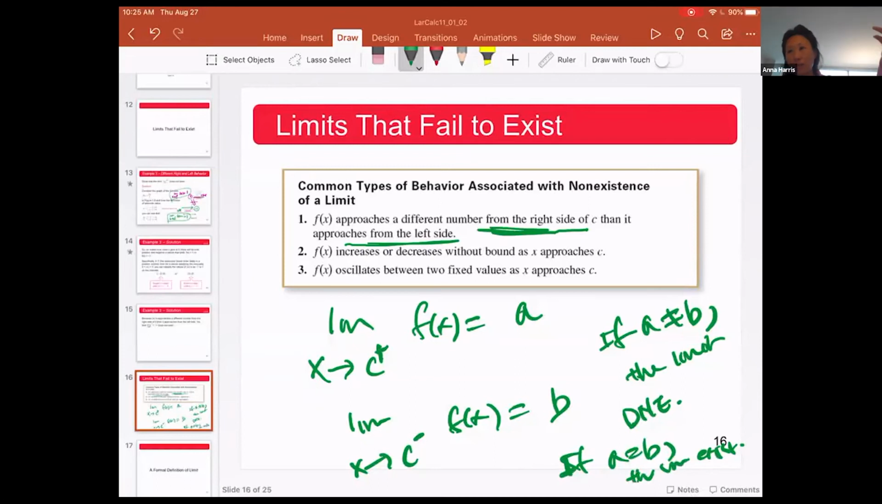Just like the first problem, x cubed minus 1 divided by x minus 1, its limit as x approaches 1 is equal to what? 3. So we got that, okay?